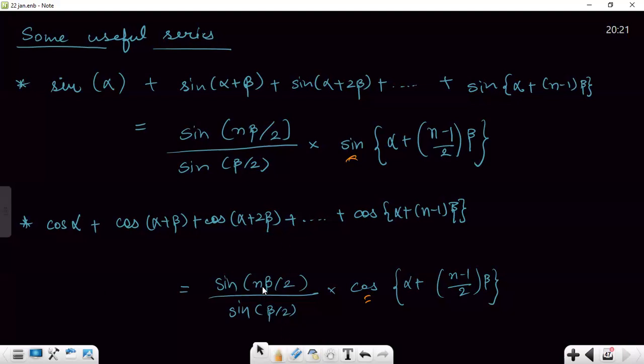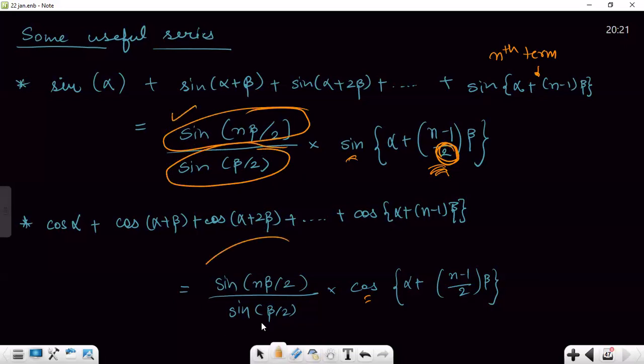Now we are talking about how to learn it. We are not talking about the concept, but how to cram it basically. So here we know this is the nth term, and this is also somewhat the nth term, and this is also somewhat the same as the nth term. The only difference is the 2 here. So you have to note this point only. And sine of n beta by 2 over sine of beta by 2 is common in both of the formulas.